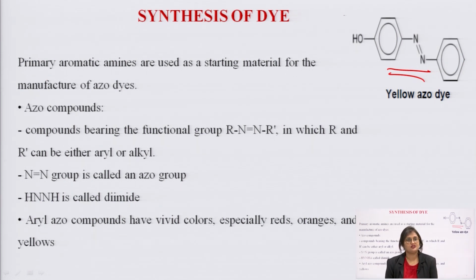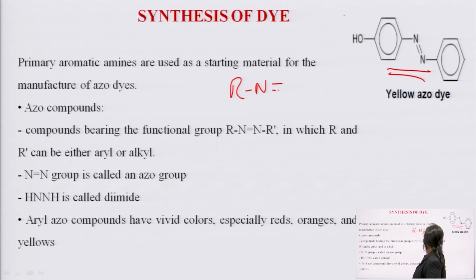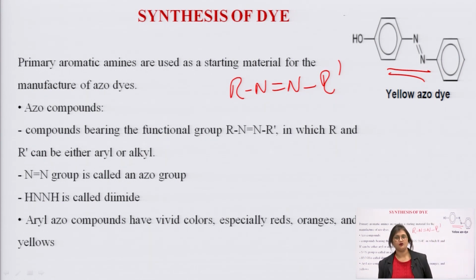What are these azo dyes or azo compounds? Azo compounds bear the functional group R N double bond N R'. This is the general formula for an azo dye, where R can be either an aryl group or an alkyl group. The N double bond N group is called the azo group.